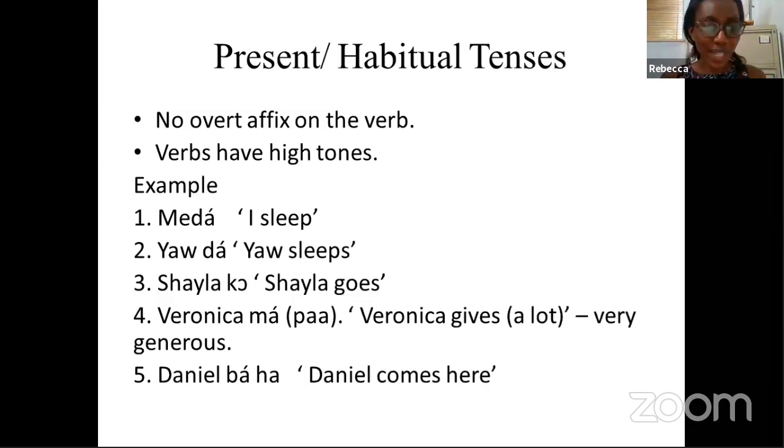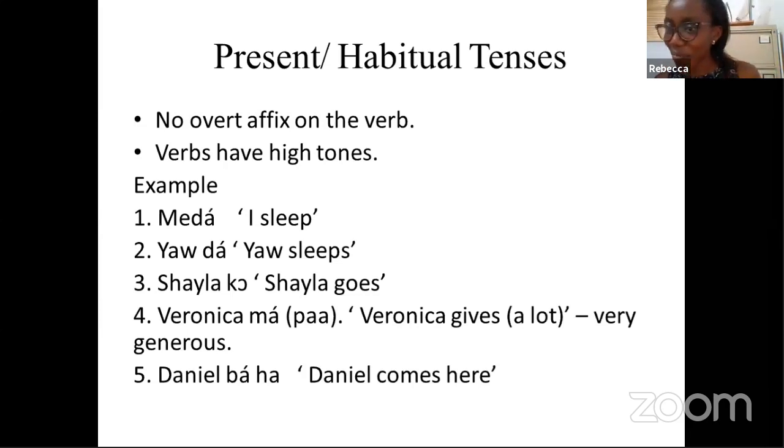Now let's go to the next one. Yao da. Now Yao is also a name in Akan. So let's use which foreign name do I even know? Okay, let's use Clarissa. Clarissa da. You can also put your name there. Rebecca da.